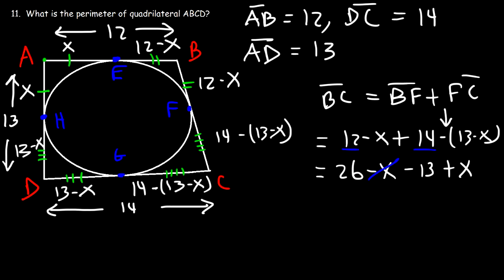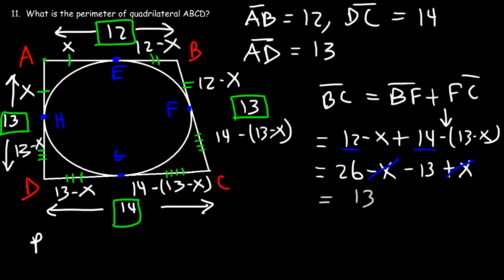Negative 1X plus 1X adds up to 0. And so we have 26 minus 13, which is 13. So based on these numbers, BC and AD are of the same length. So BC is 13. To calculate the perimeter, we simply need to add up the four sides.